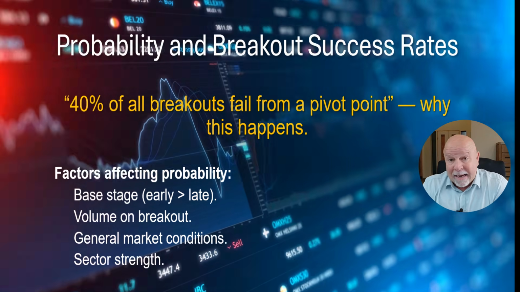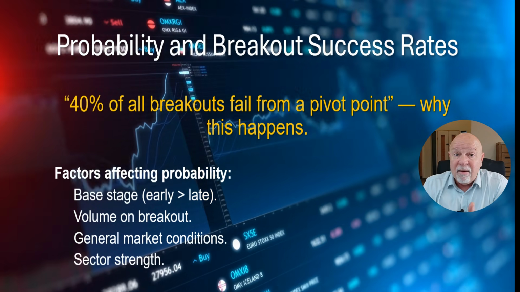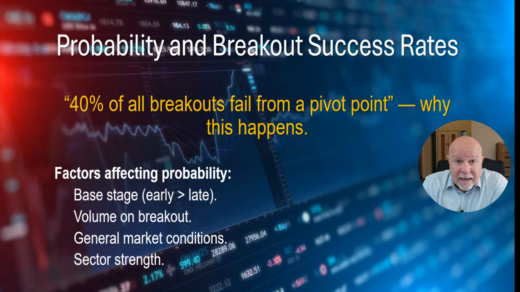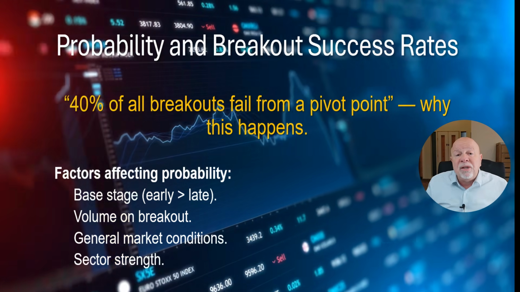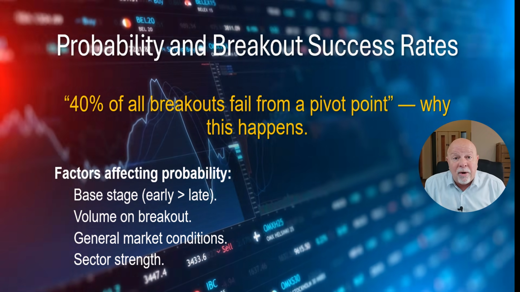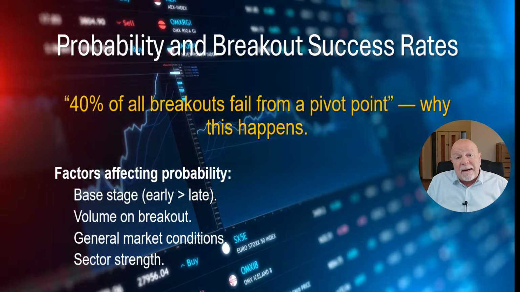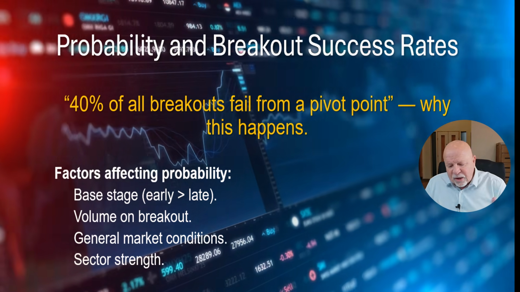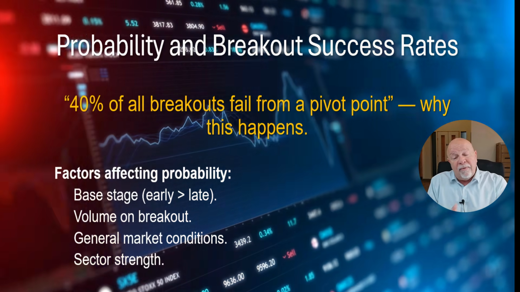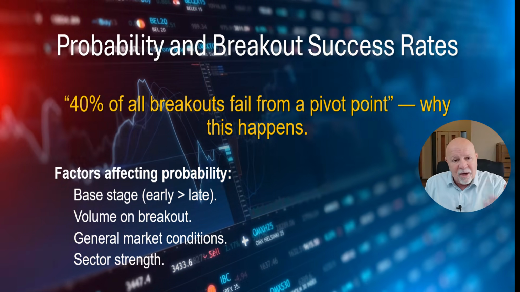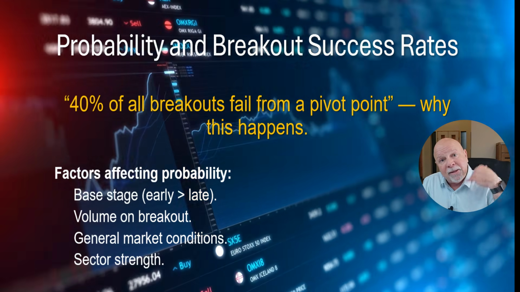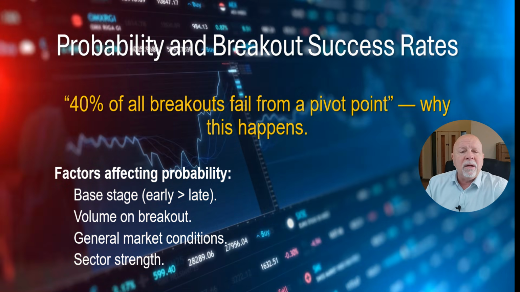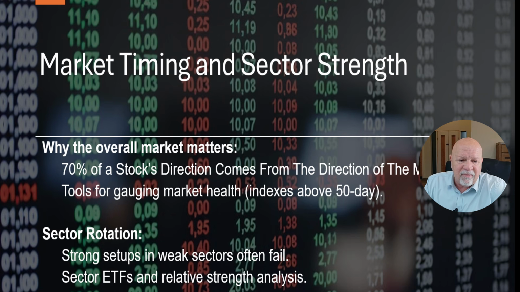So what affects probability? Well, you've got the base stage, whether it's early or late, I've talked about that. Volume on the breakout. We want to have at least 40% of the average daily volume on our breakout candle. You want general market conditions to be moving in your favor. Market timing matters for sure. And then you want the sector, right? 32% of a stock's performance comes from the performance of a sector, of its industry. All the chip stocks are moving up. Chances are if you're in the top 1 or 2 of those chip stocks, you're doing really well. The same thing happens on the other side when things are going down. So you want to be out of those weak sectors and in those strong sectors because all of these things stack the probabilities in your favor.